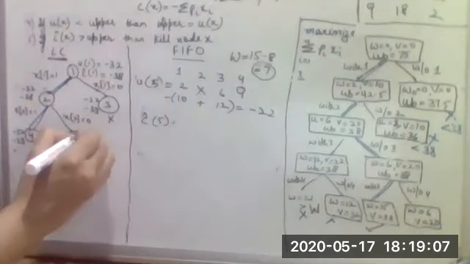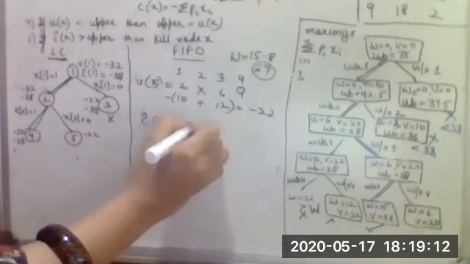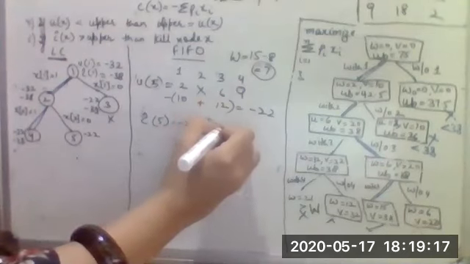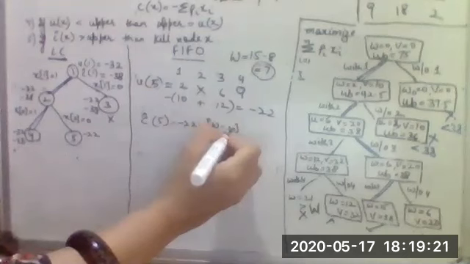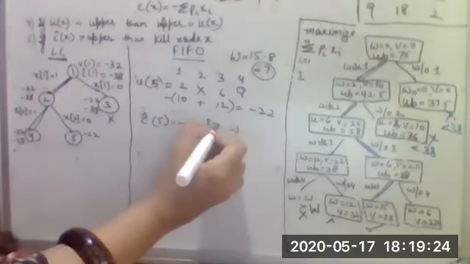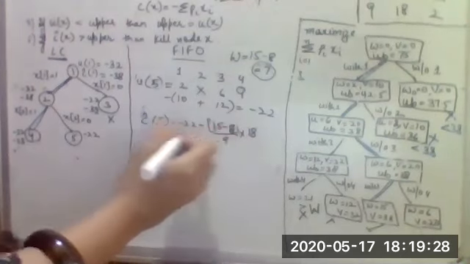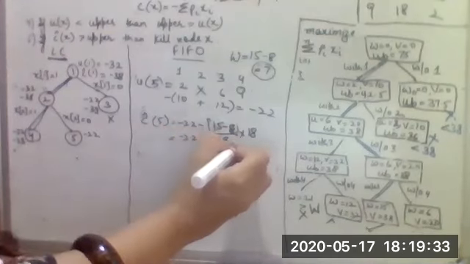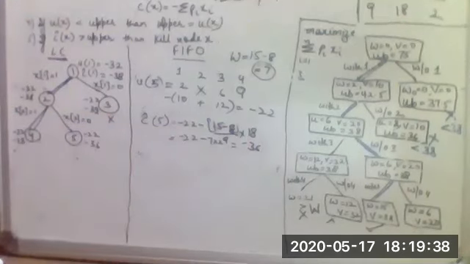Fine. So here we have minus 22, and the C cap value will be minus 22 plus (W minus w), so that is equal to 15 minus 8 divided by 9 into 18. So this will be minus 22 minus 7 into 2, which is equal to minus 36. So we have the C cap function value for this as minus 36.